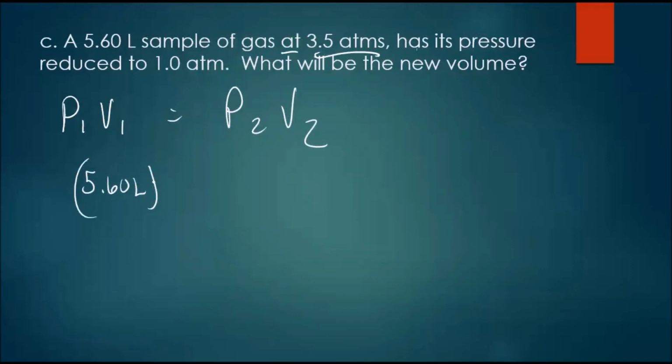At 3.5 atmospheres, it has its pressure reduced to 1.0 atmospheres. What is the new volume? Multiply 3.5 by 5.60, divide by 1.